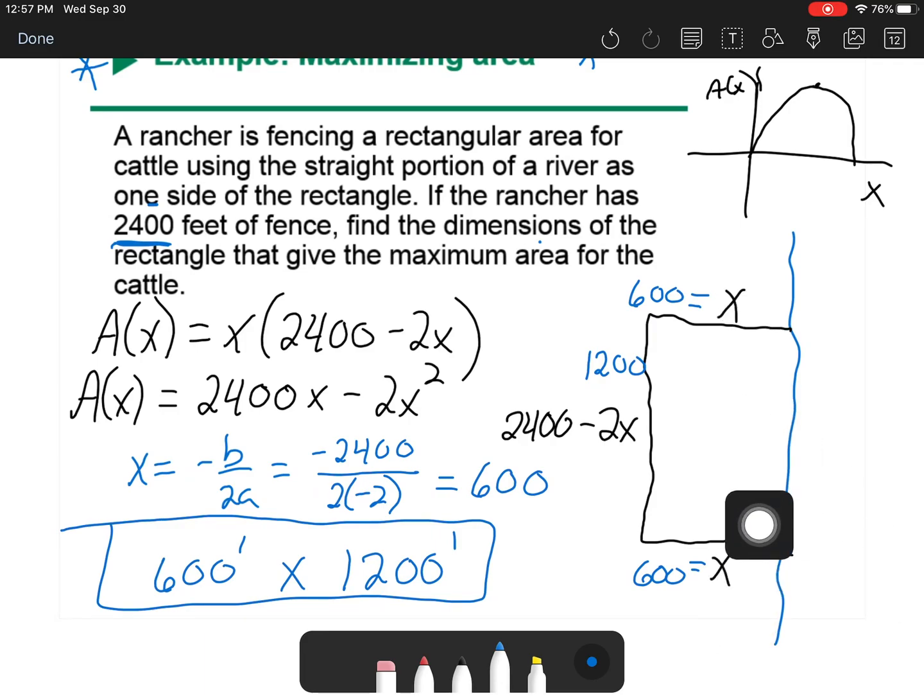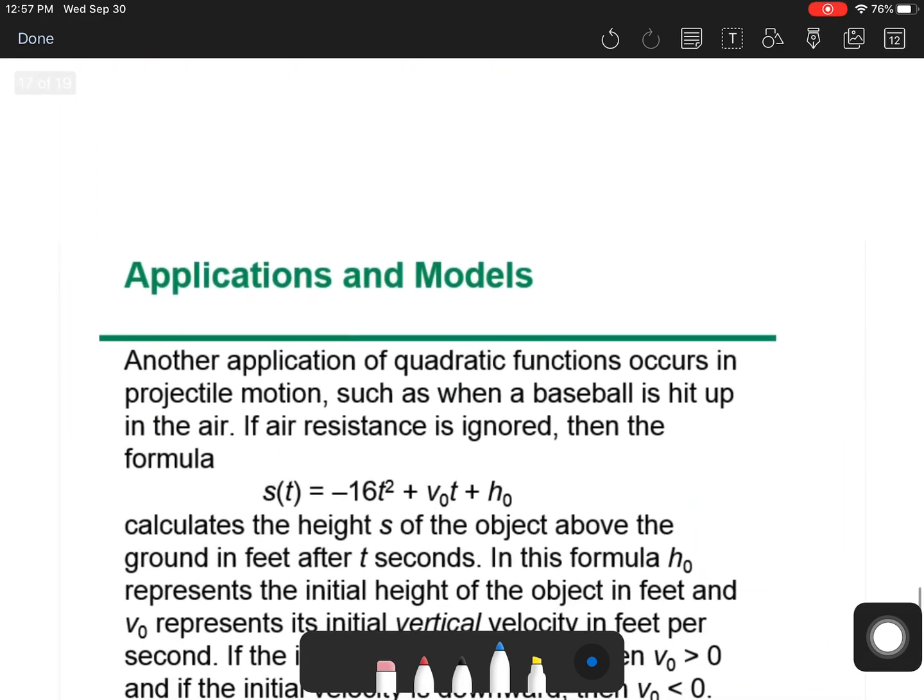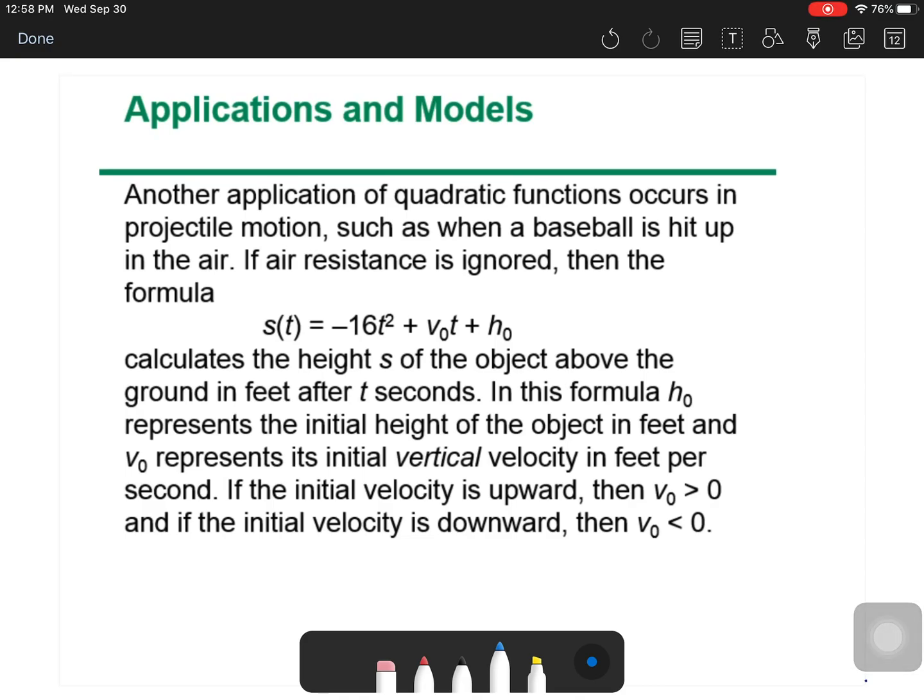All right, so label your two opposite sides that are equal as your variable. The third side is the total amount of material you have minus those two values. Okay. All right, one more application that we're going to do.